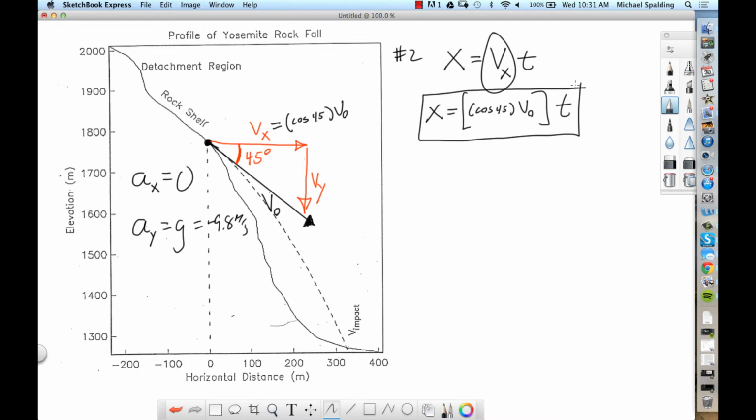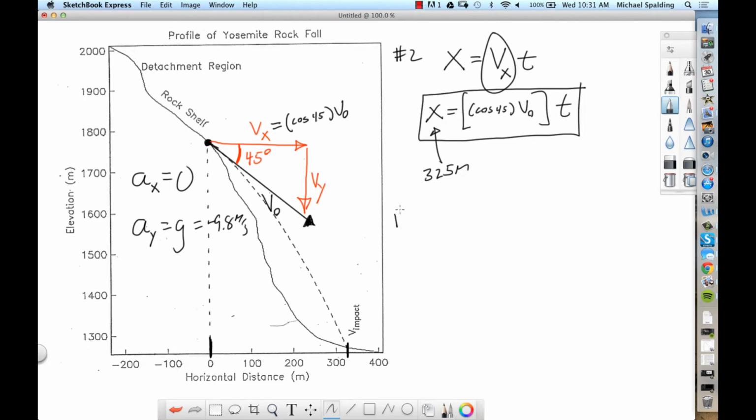And by the way, what do we mean by x? X is the horizontal displacement from here, right? This is where the rock starts horizontally, right there, and then it lands right there. So what is this x going to be? You're approximating, but roughly about what? 325 meters. That's the x.